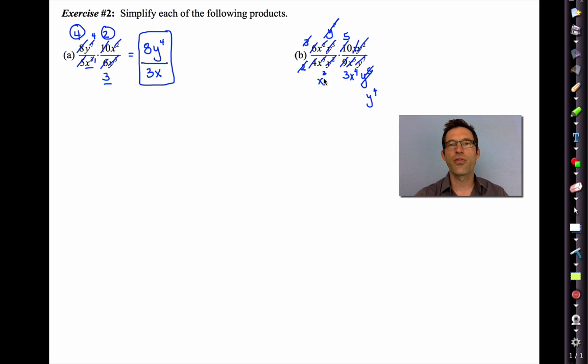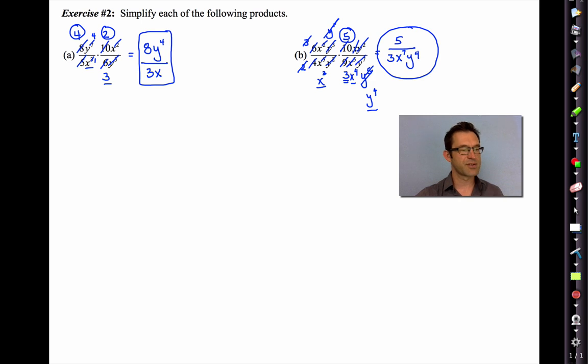I've got an x to the 3rd here and an x to the 4th here, but those don't cancel because they're both in the denominator. In fact, there is nothing left in the numerator that will cancel anything in the denominator. The only thing that's left in the numerator is this 5. What's left in the denominator? Well, the only numerical part is that 3. Then we have an x to the 3rd and an x to the 4th, which when multiplied gives me an x to the 7th. And then that y to the 4th just hangs out.